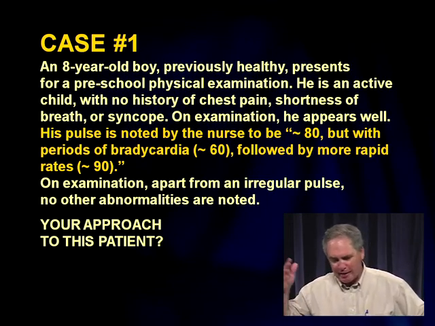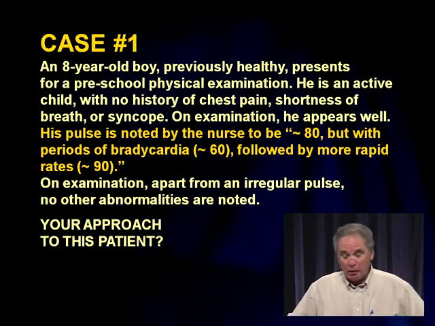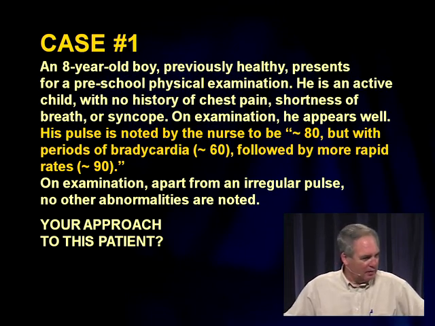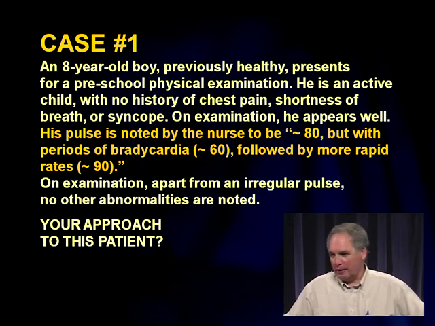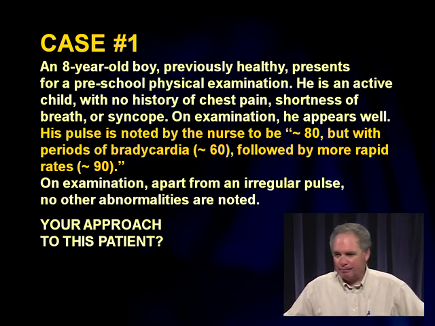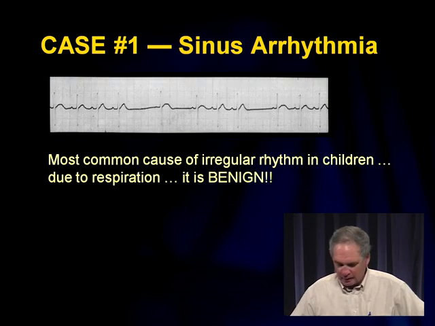8-year-old boy, previously healthy. His pulse is noted by the nurse to be irregular, about 80, but then periods of bradycardia. Emergency consult to cardiology, please evaluate. Followed by more rapid rates, very scary, okay? On exam, apart from the irregular pulse, no other abnormalities noted. This is a common finding, and we get referrals for this. And this is most likely sinus arrhythmia, okay?